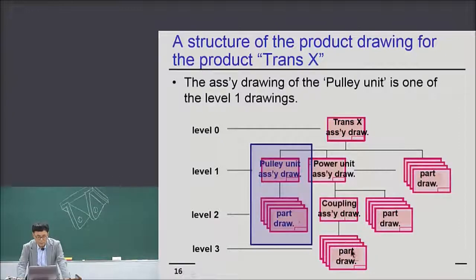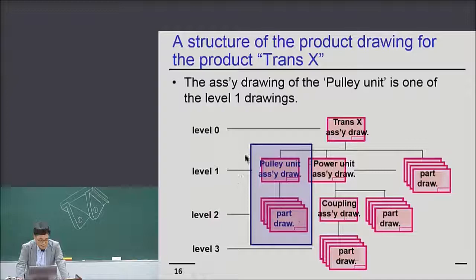The coupling assembly drawing has 4 parts drawings at level 3. So in this structure, you can see that for transmission X, the structure of the product drawing ends at level 3. Transmission X has 3 assembly drawings, and 4, 4, and 4 parts drawings, so 12 parts drawings. So transmission X is relatively small in scale in the structure of the part drawing.